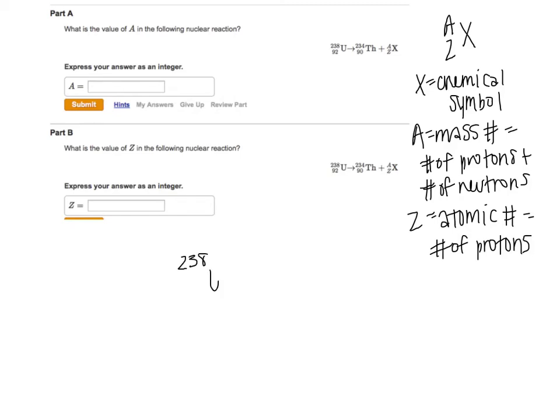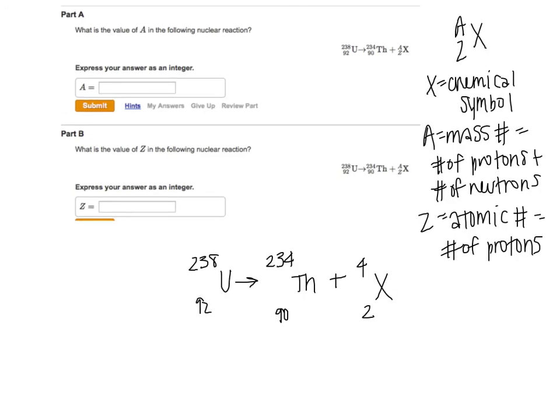So you have 238 as the mass number, 92 as the atomic number, and 234, this is going to be the daughter nucleus, and 90. So what's changed? The atomic number has decreased by 2, and the mass number has decreased by 4. So the answer to part A is going to be 4, which is an integer. And part B is basically asking for Z for the same equation, so the atomic number, that's going to be 2.